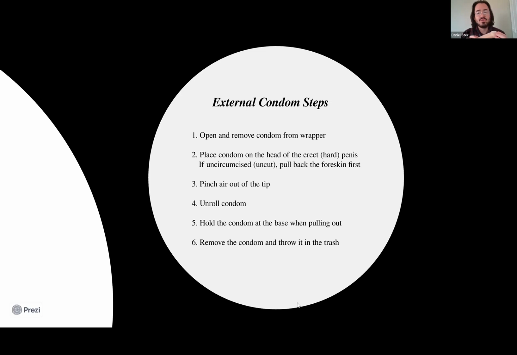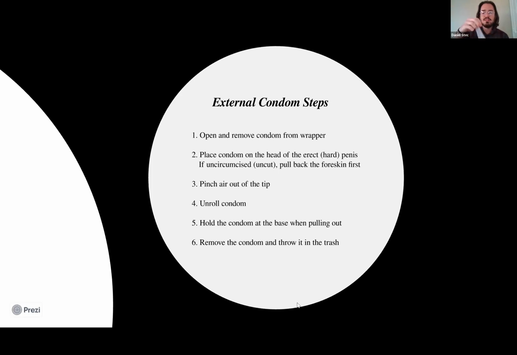And so it's important to remind people to check throughout sexual activity to make sure the condom is still in place. Then when pulling out, grab the base of the condom while the penis is removed from the orifice, and then removing the condom just involves rolling it back up or pulling it off, depending on the state of the penis at that time. The best thing is to remind people that these need to be thrown away in the trash and not flushed.